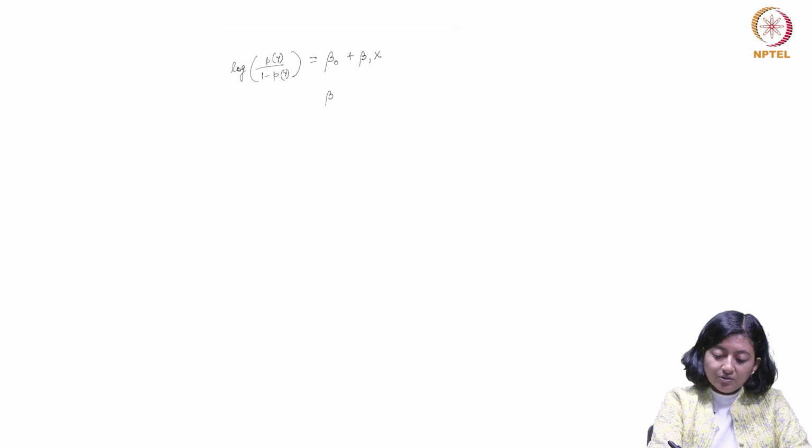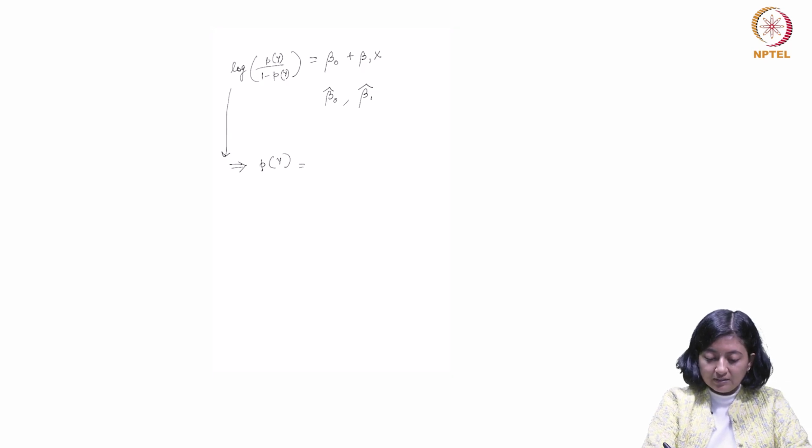Using the maximum likelihood equation, we calculate the two values beta 1 hat and beta naught hat. From here, we can see that the probability of y is equal to e to the power beta naught hat plus beta 1 hat x, divided by 1 plus e to the power beta naught hat plus beta 1 hat x.